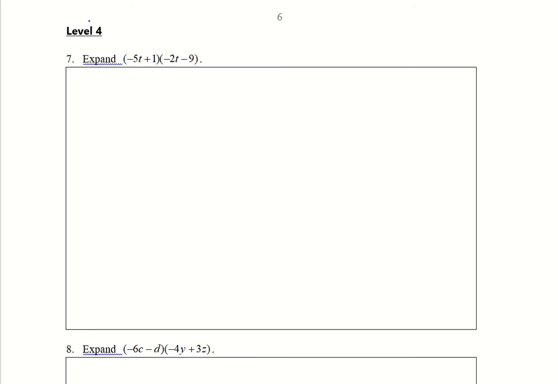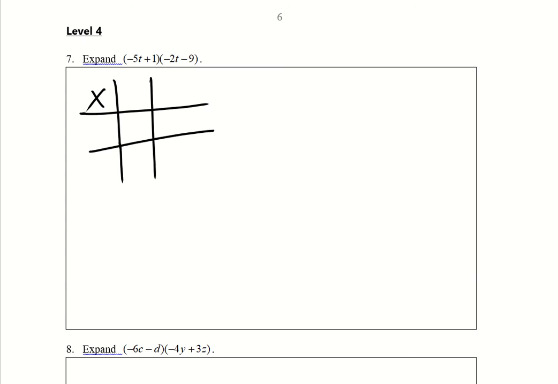So same thing, since we are asked to expand this, expand negative 5t plus 1, close bracket, open bracket, negative 2t minus 9. So the first thing we will do is, of course, draw the tic-tac-toe box. Let's draw this bigger so that we have more space. And of course, the multiplication frame.